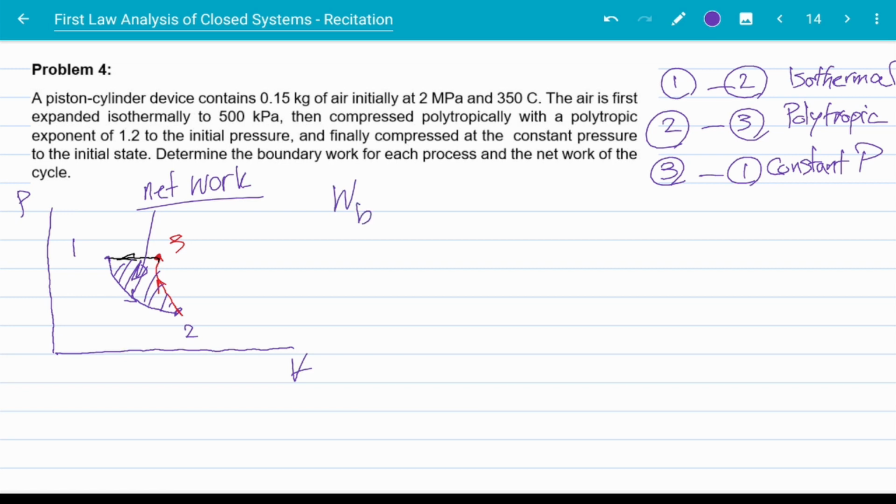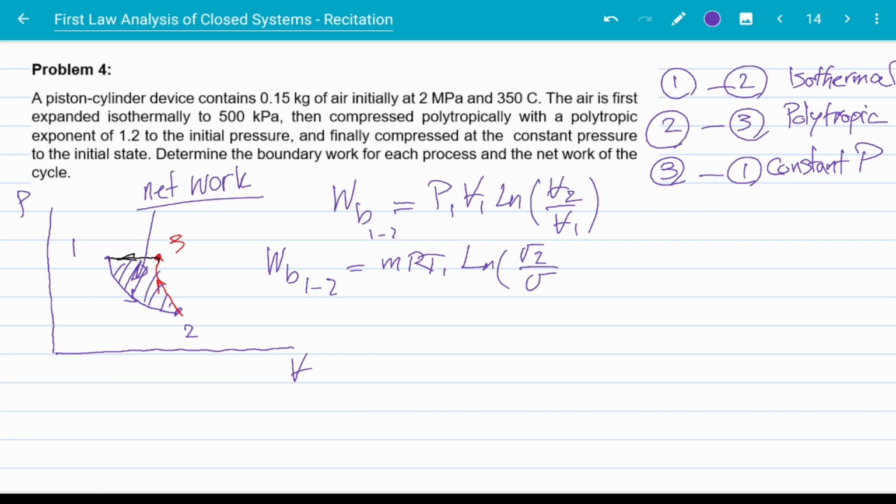Boundary work of an isothermal expansion of an ideal gas, we already know the equation for it. So from 1 to 2, the boundary work is pressure 1, volume 1, times the natural log of volume 2 over volume 1. Now we are dealing with an ideal gas, air, so I can plug in MRT1 instead of P1V1. So the boundary work from 1 to 2, isothermal expansion, is mass times the gas constant times the temperature, natural log of specific volume 2 over specific volume 1.